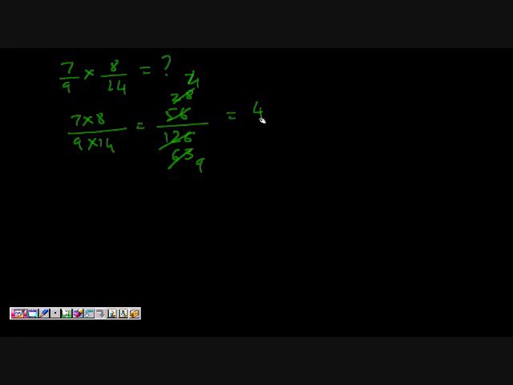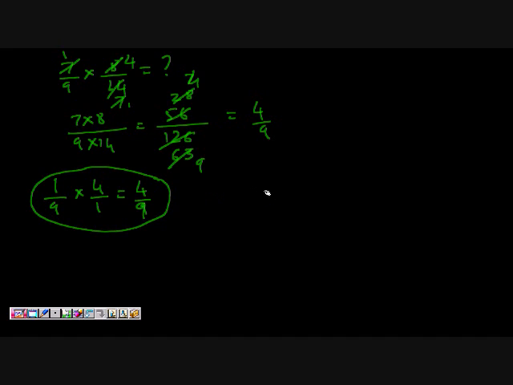So instead of doing this lengthy process, we could easily simplify the fraction earlier. We could write 8 by 14, where 8 and 14 are multiples of 2, so we could write 4 by 7. Now 7 and 7 cancel each other, so this would have been reduced to 1 by 9 into 4 by 1, which is 4 by 9, the same answer that you got here. Okay, so that's how you multiply fractions and then simplify them as well.